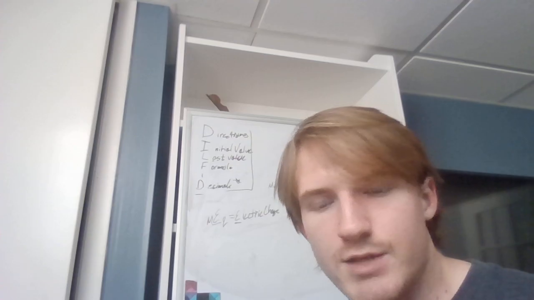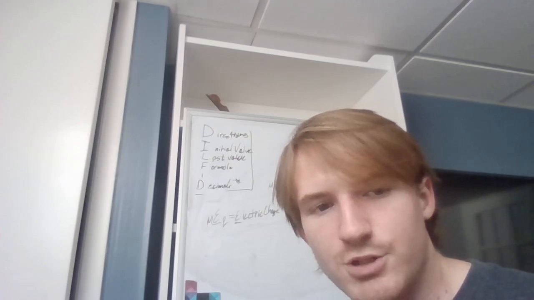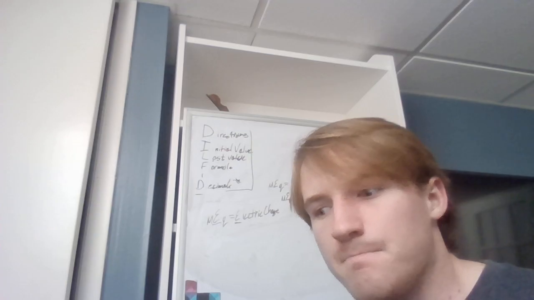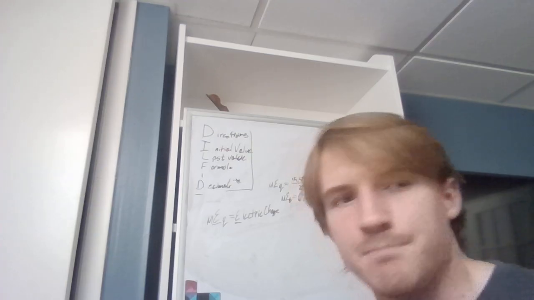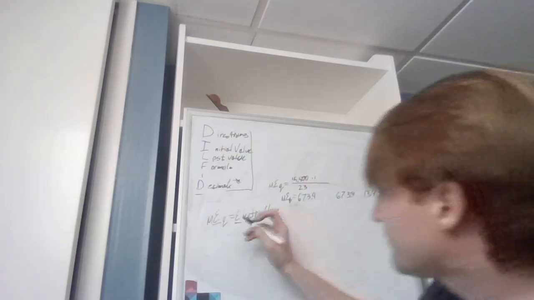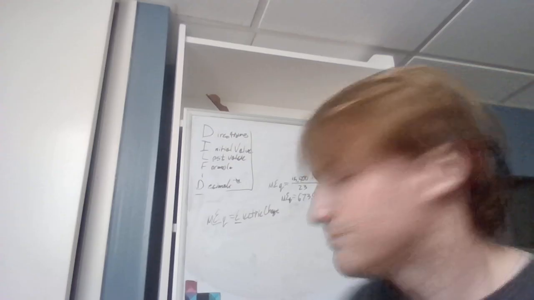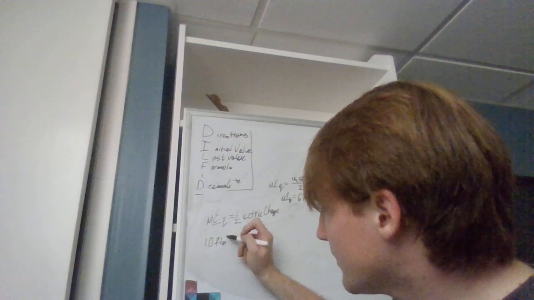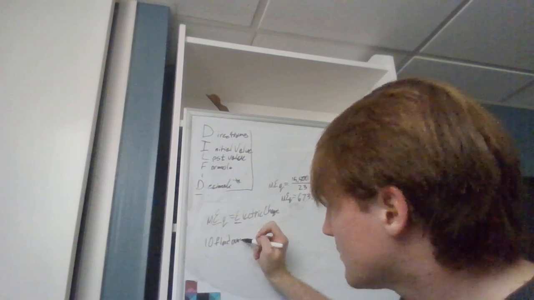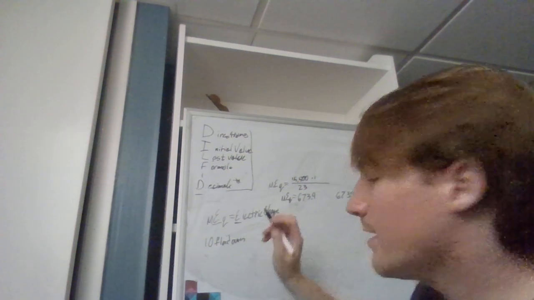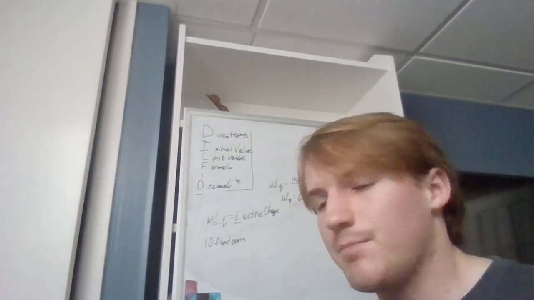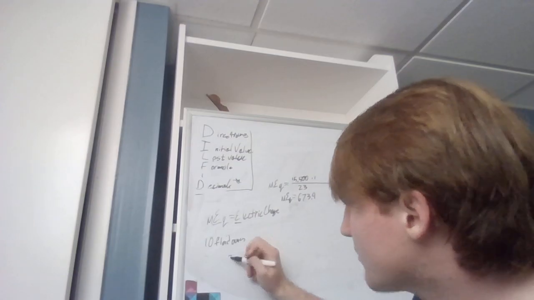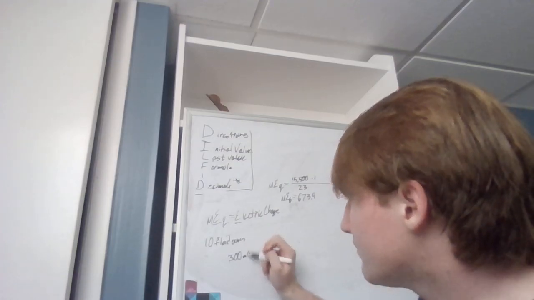Okay, this is one that is very similar to one that she'll do on the actual exam. So you have, whatever, 10 fluid ounces. And I would just multiply that by 30. So 10 by 30 is 300 ml.